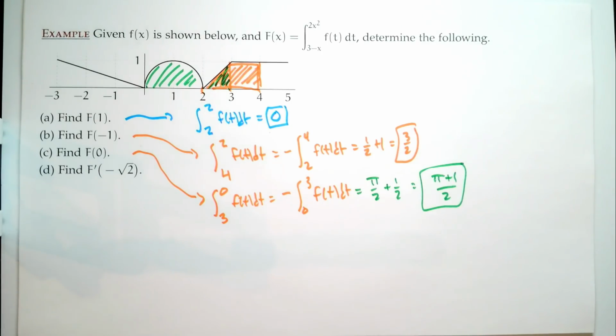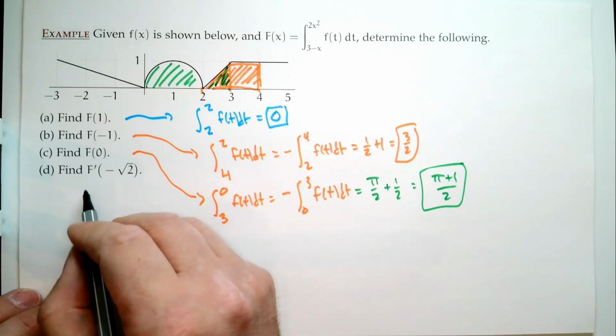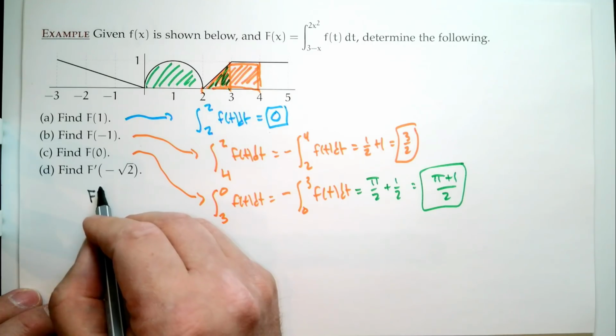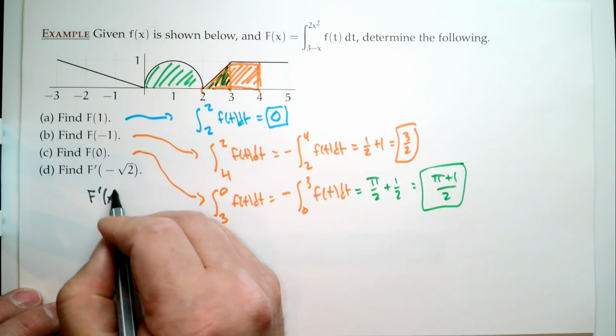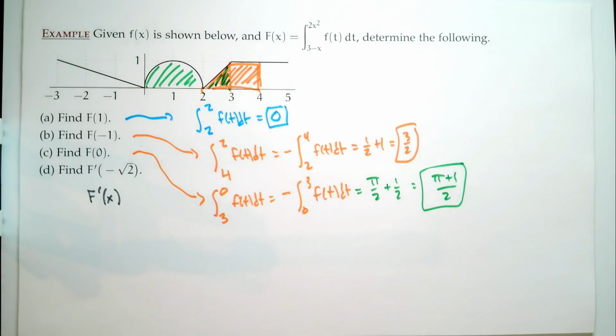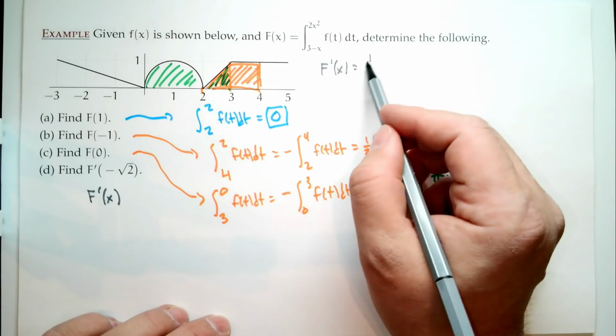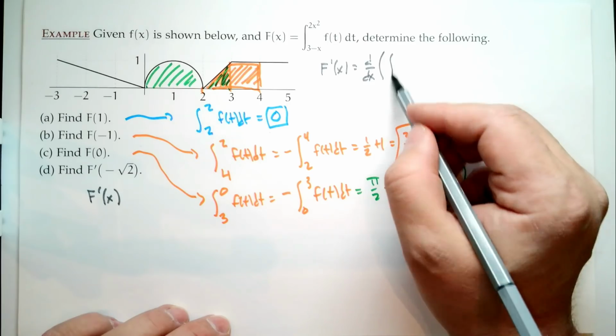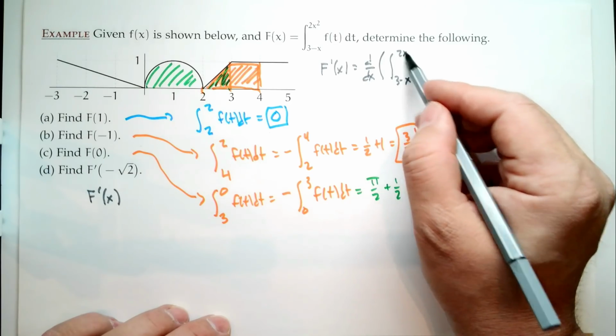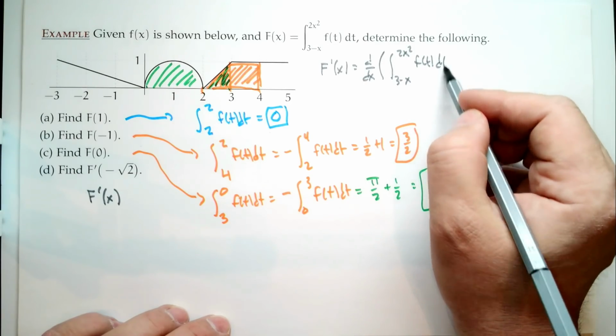All right. Well, those have been pretty straightforward. But now it's a slightly different type of question where it says, find F prime of negative root 2. So an intermediate step to finding F prime is to say, well, instead of F prime of negative root 2, let's just find F prime of x. So that says to take the derivative. So we come up to the definition. F prime of x is our derivative of the integral from 3 minus x to 2x squared of f of t dt.